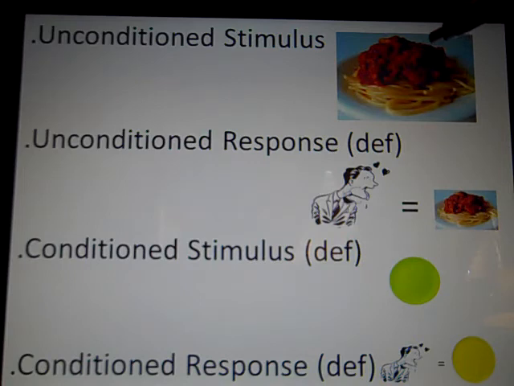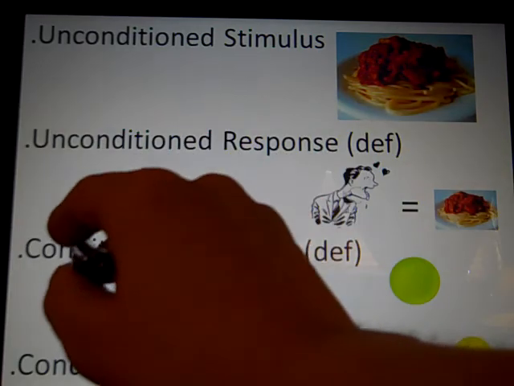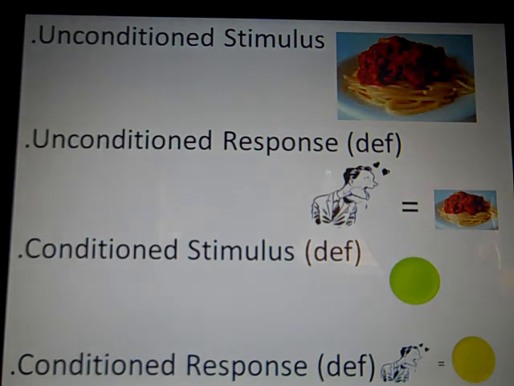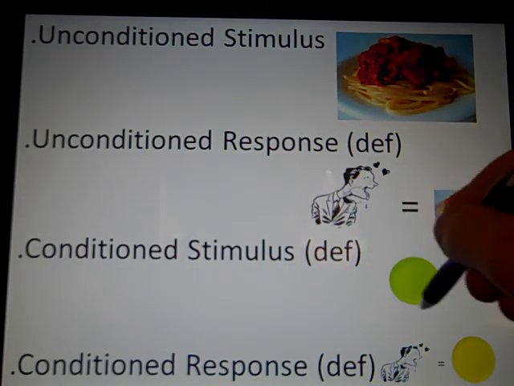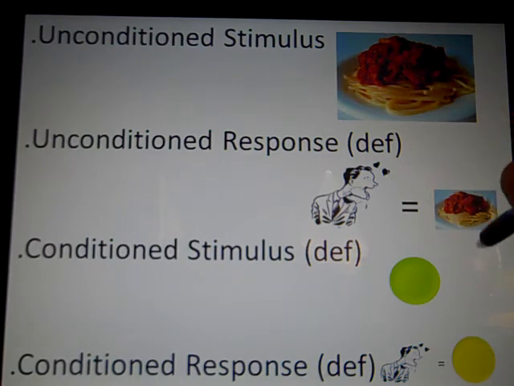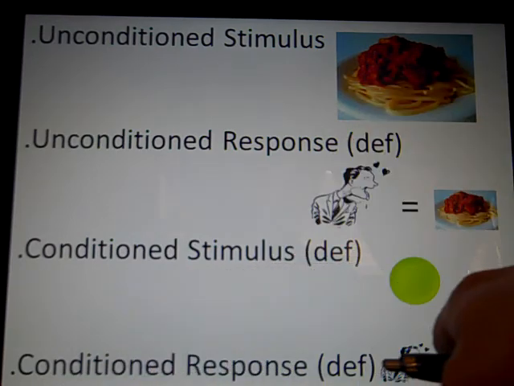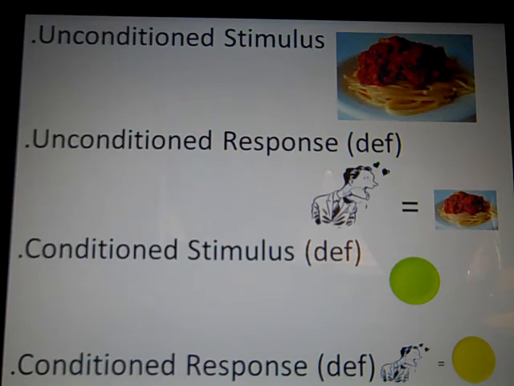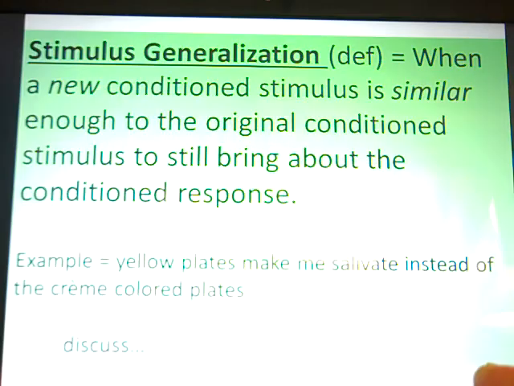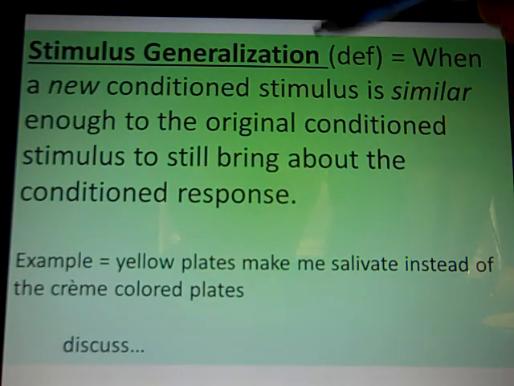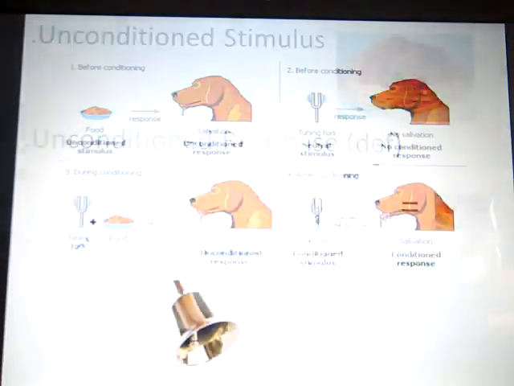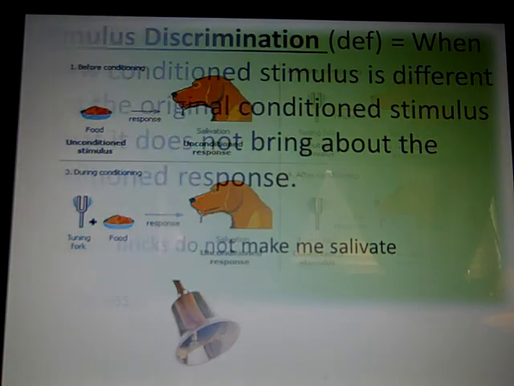You still have the same unconditioned stimulus, the spaghetti, which still makes me salivate, so the unconditioned stimulus and the unconditioned response have not changed. Except now the conditioned stimulus is new. It's not the cream-colored plate. This is a neon yellow colored plate. But it's pretty darn close in appearance to the cream-colored plate. So now the conditioned response is still going to hold because that plate is similar enough to the original conditioned stimulus. If I salivate to this new plate, then stimulus generalization has occurred. Now, conversely, I'll come back to that.